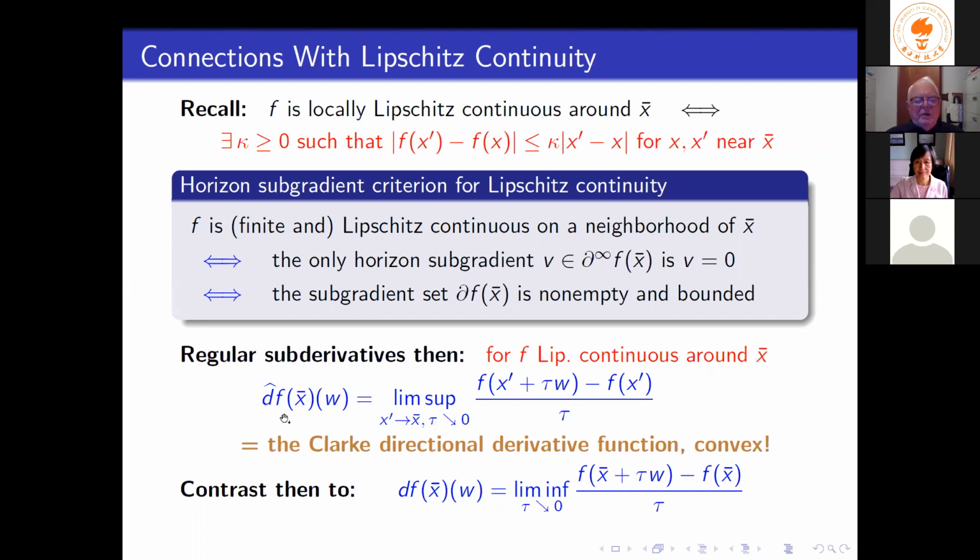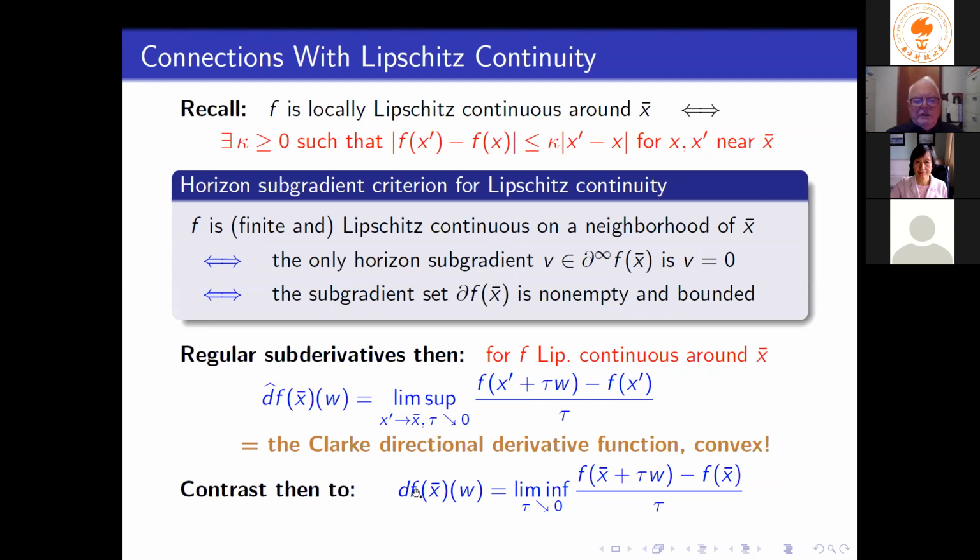For the regular subderivatives in this case, I didn't give you a formula last time because it's complicated. I just told you that the epigraph of it was the regular tangent cone to the epigraph. But it's given in this case by a simple lim sup formula. So you could imagine that you fix the x and you just take a lim sup. You could take, let's just drop down here for a moment.